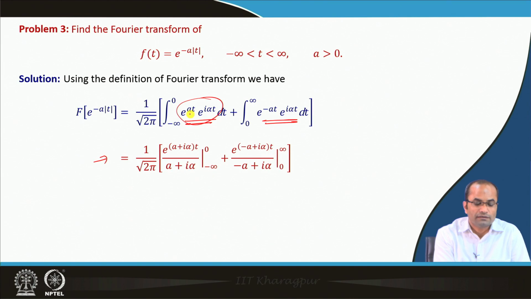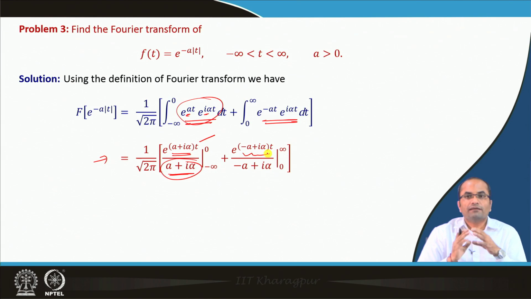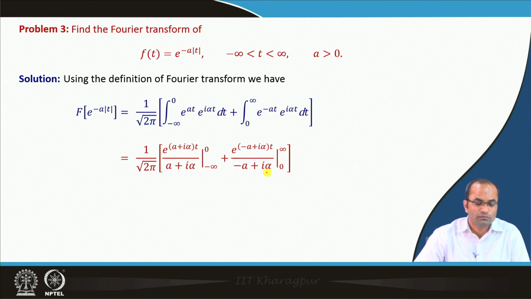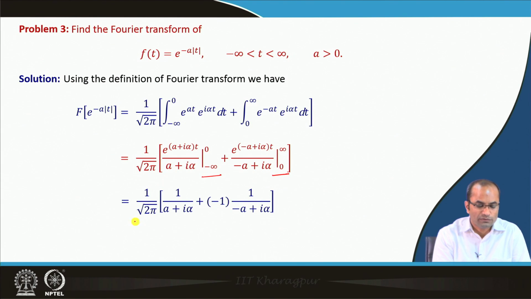So, we have here e^((a + i alpha)t), and after this integration a plus i alpha will come in the denominator. Here we have e^((-a + i alpha)t), and after integration minus a plus i alpha will appear in the denominator, and then we have these limits minus infinity to 0 and 0 to infinity. So, 1 over square root 2 pi, we have 1 over a plus i alpha, and when we put 0, then we get 1.